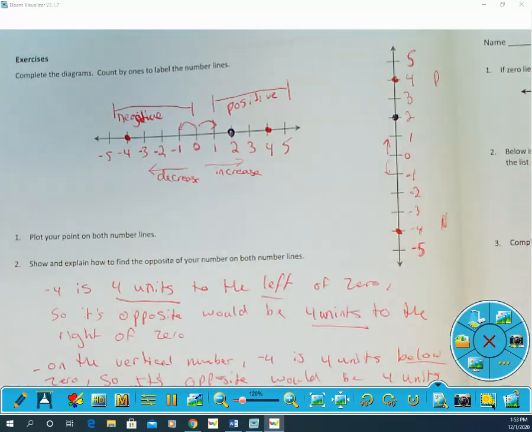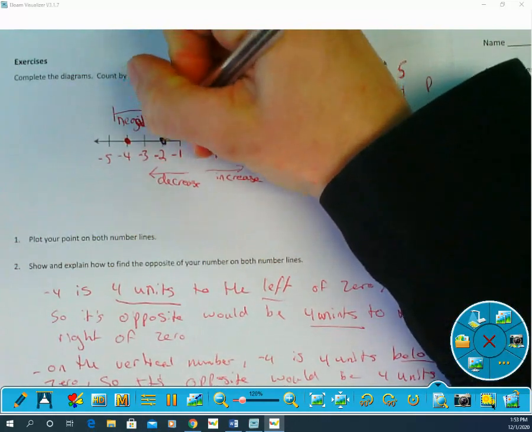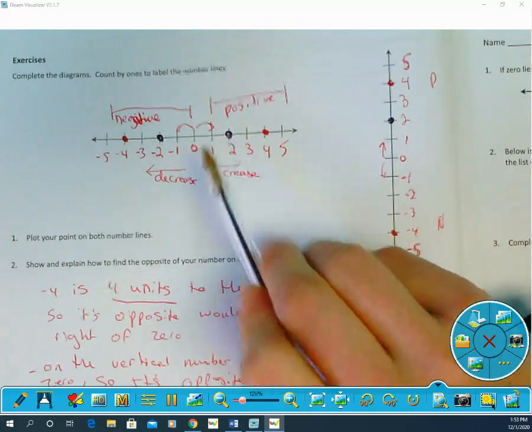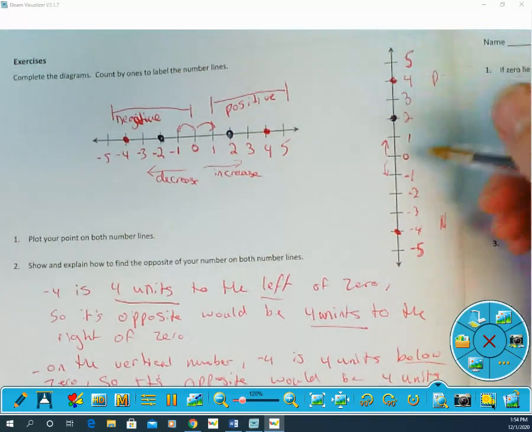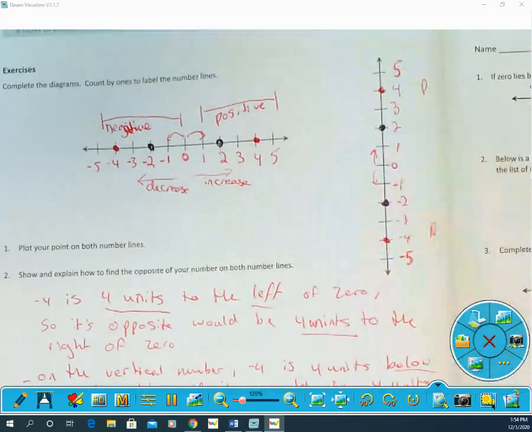Okay, so hopefully you went 1, 2 units to the left of 0, because positive 2 is 1, 2 units to the right of 0. Positive 2 is 1, 2 units above 0, so its opposite would be 1, 2 units below 0.